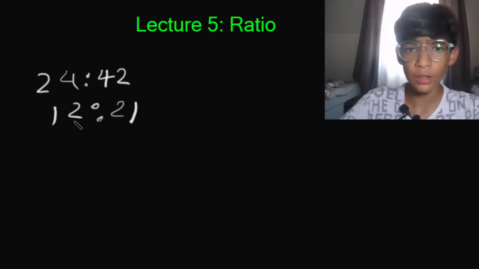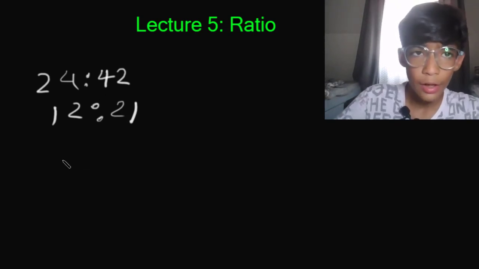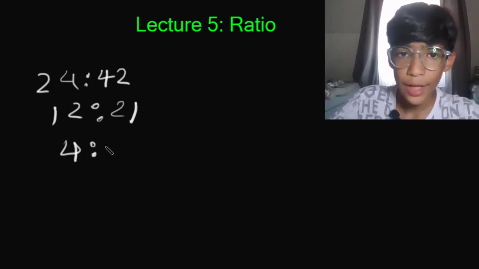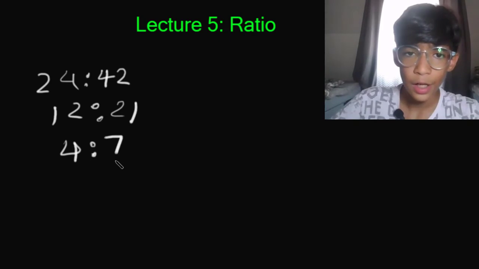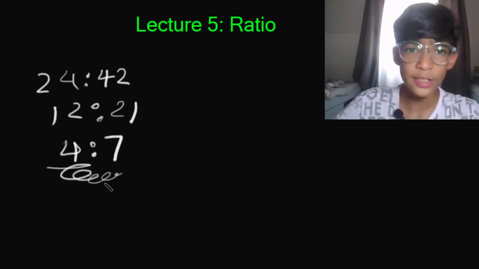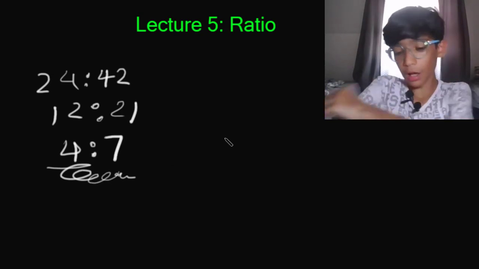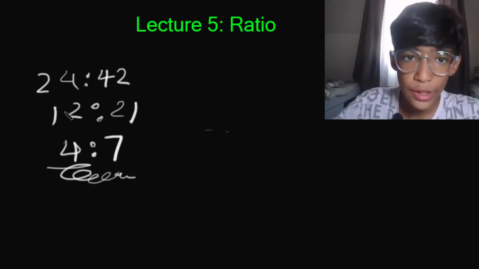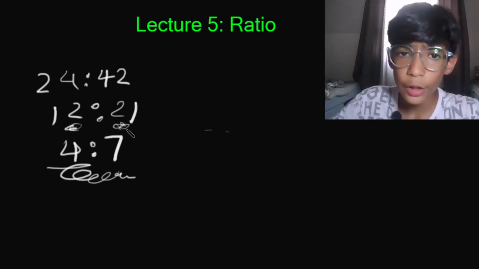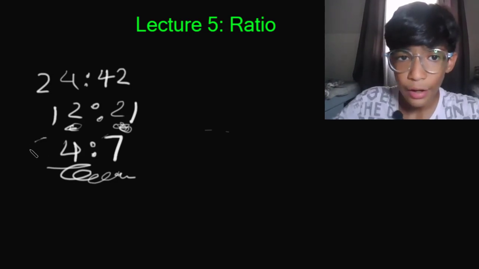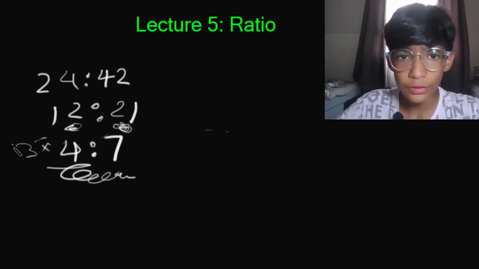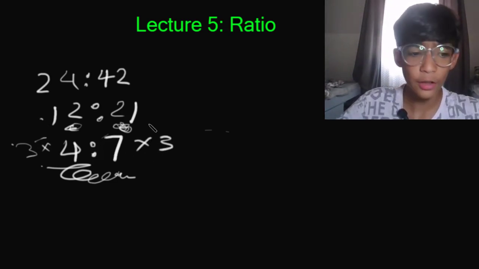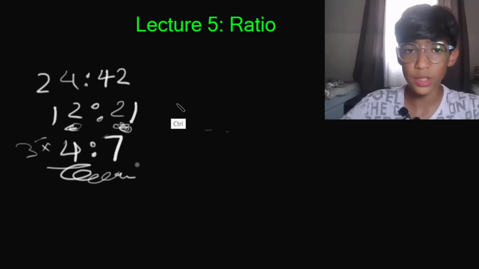We are going to divide 12 and 21 by 3. So 3 4s are 12 and 3 7s are 21. So the answer is 4 ratio 7.